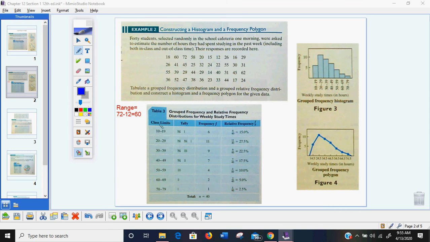So it's called grouped because we didn't list each number separately, we have groups of numbers. And these have to be consistent. You can't go from 10 to 12 and then the next one go from 12 to 30. They have to have the same number in each one.